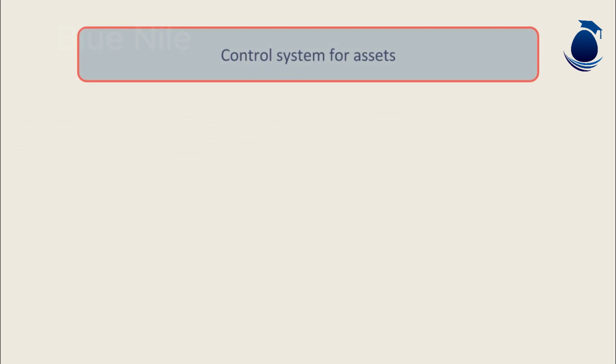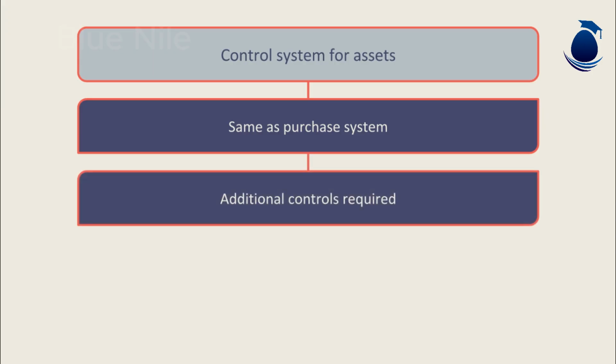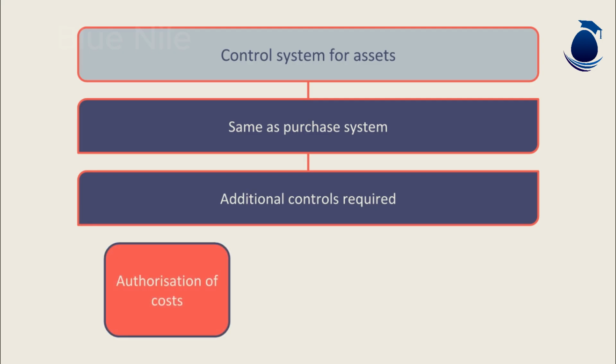The control system for assets would work in the same way as the purchase system. There would be some additional controls required due to the size of the values being spent on these items in comparison to the standard goods and services. One would be the authorization of costs. This would need to be approved from a much more senior level of management than your standard purchase.